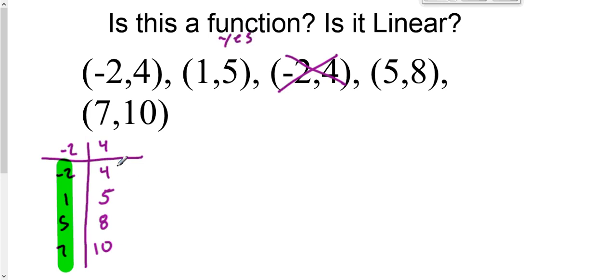We check for it being linear. From here to here is 1. From here to here is 3. So that's 1 over 3. From here to here, that's 3 and 4. 3/4 and 1/3 are not the same. It is not linear.